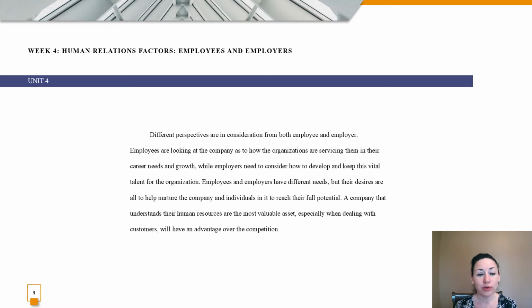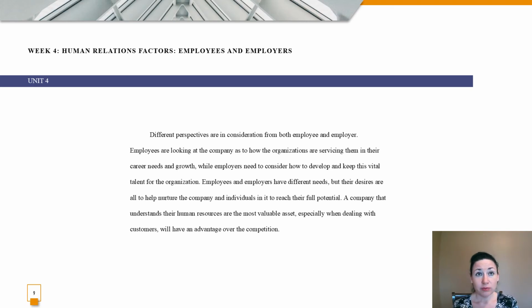Week 4, human relations factors and employees, employers. So different perspectives are considerations from both employee and employer. Employees are looking at the company as how the organizations are servicing them in their career needs and growth, while employers need to consider how to develop and keep the vital talent for organization. Employees and employers have different needs, but their desires are all to help nurture the company and individuals in it to reach their full potential.